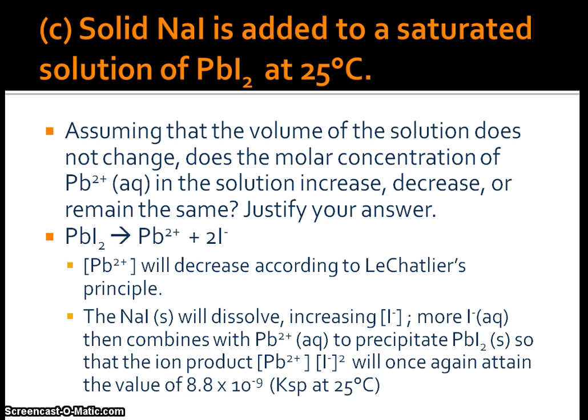The concentration of Pb2+ will decrease according to Le Chatelier's principle. The NaI will dissolve, increasing the concentration of I-, and more I- then combines with Pb2+ to precipitate PbI2, so that the ion product Pb2+ times I- squared will once again attain the value of 8.8 times 10 to the negative ninth. Basically, since you're going to have more of a product, the backwards reaction is going to be favored, and then the Pb2+ will decrease.